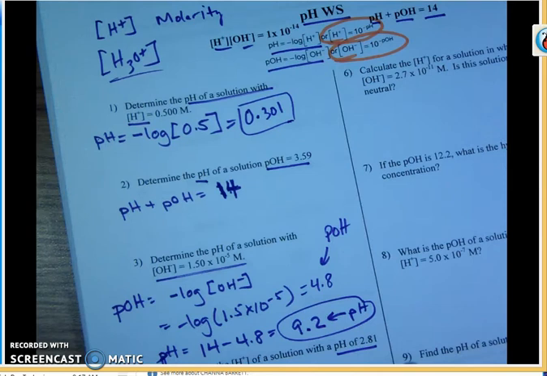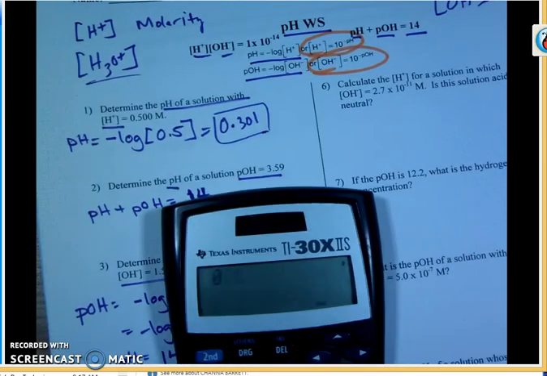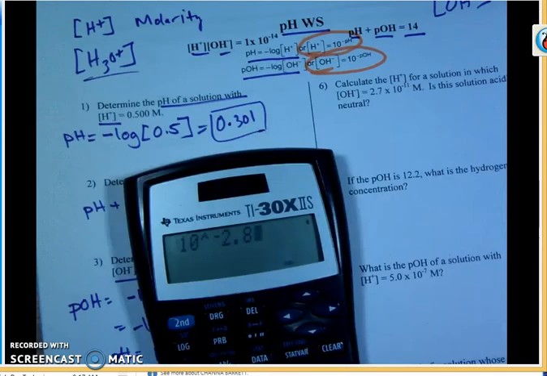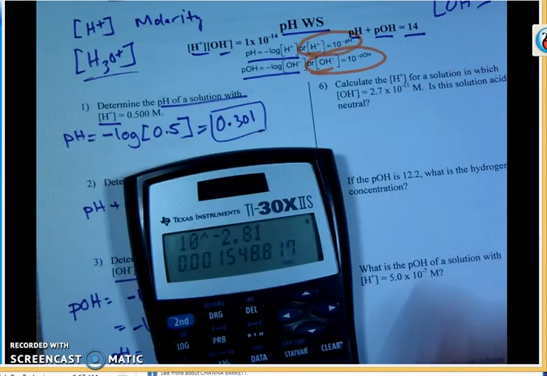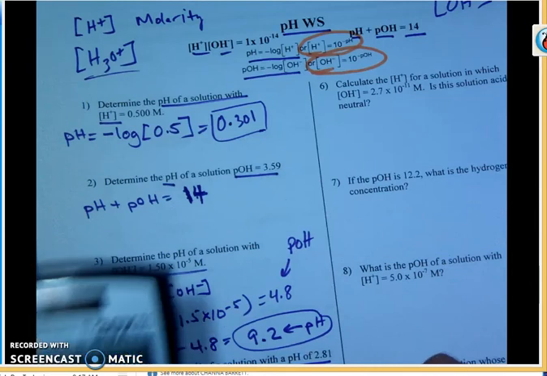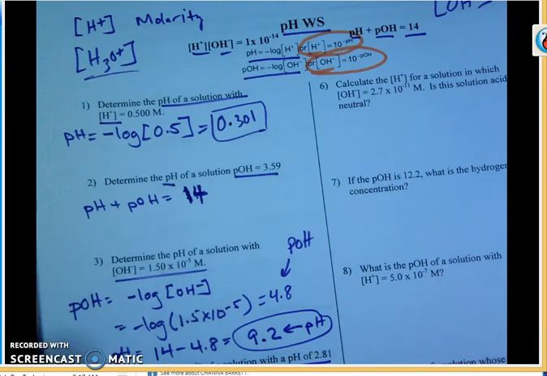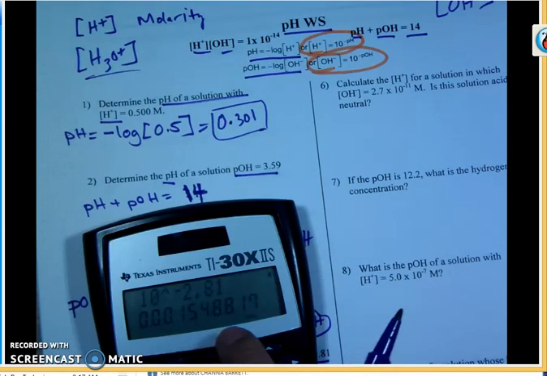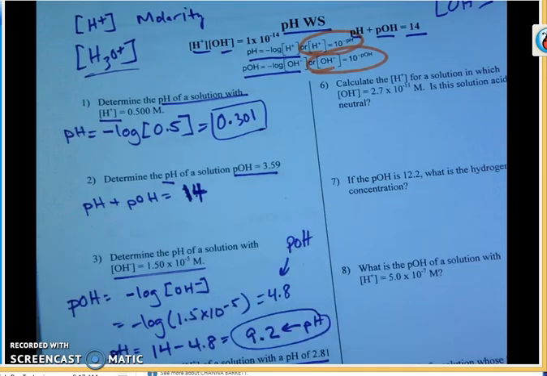So 10 raised to the negative 2.81. Just type that in your calculator. Here you go. 10 raised to negative 2.81. Hit enter. There you have it. 0.00155. I'm going to round that. 0.001548. So when you see this, please write this in scientific notation, because most concentrations are in scientific notation.